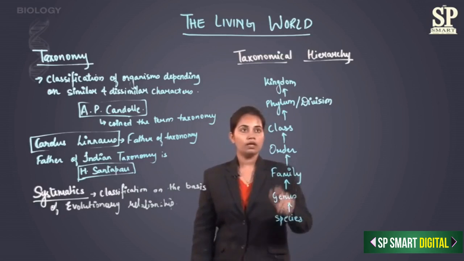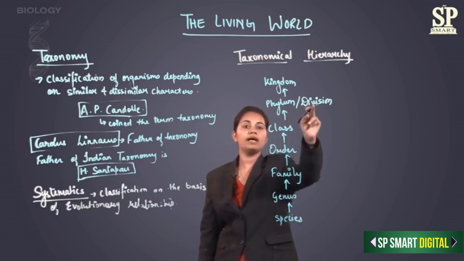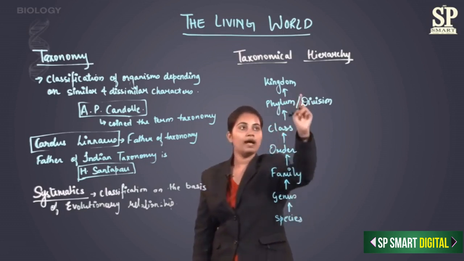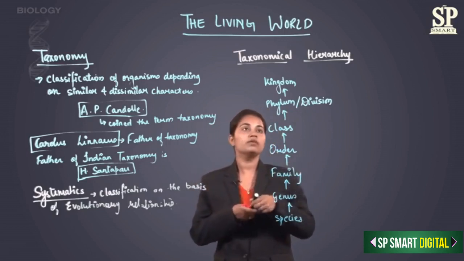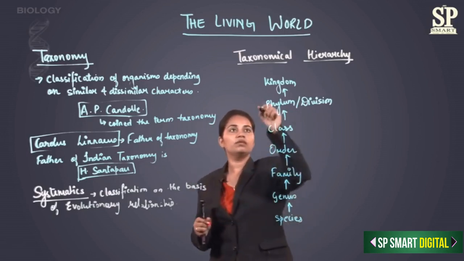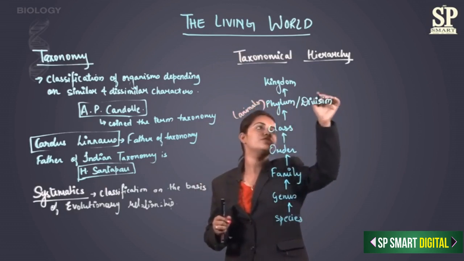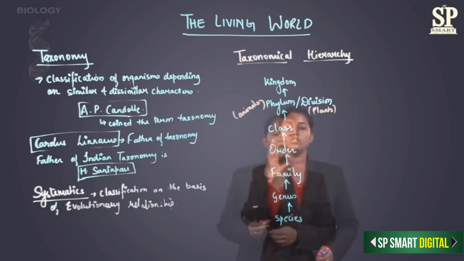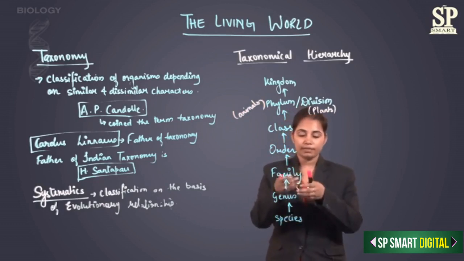Okay, now here we have phylum. I have written phylum and division. Phylum is basically used for animals and division is basically used for plants. So I'll give you a simple trick to remember these 7 steps.